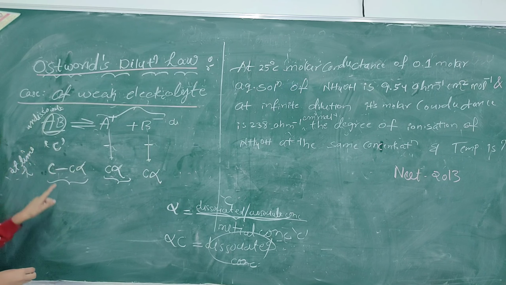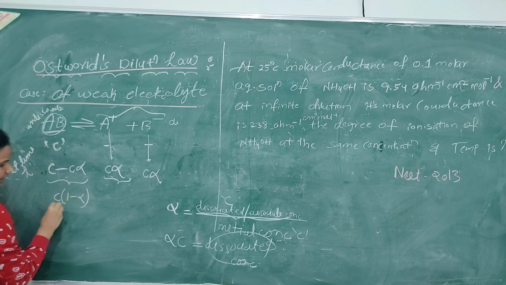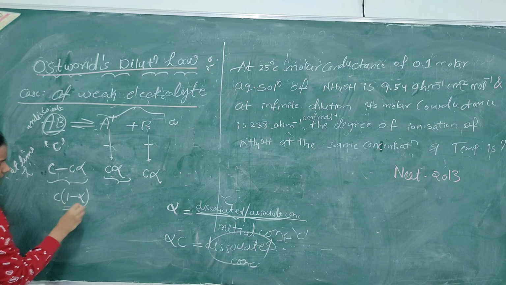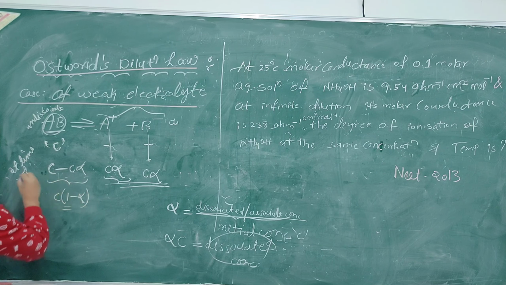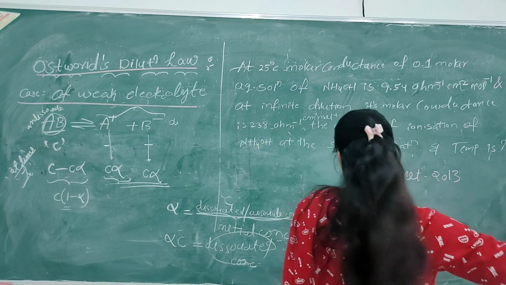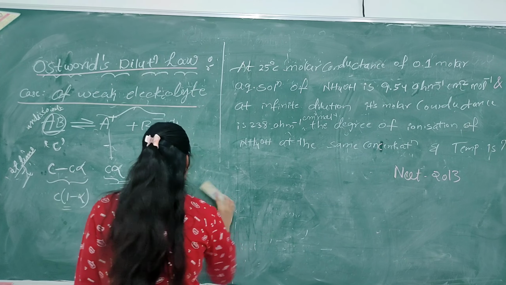So what is the concentration of undissociated part left? It is simply C taken common, 1 minus alpha. This is the concentration of undissociated part, and this is the concentration of dissociated ions at time t or after time t. Simple. Hope you get the point. What exactly is degree of dissociation?